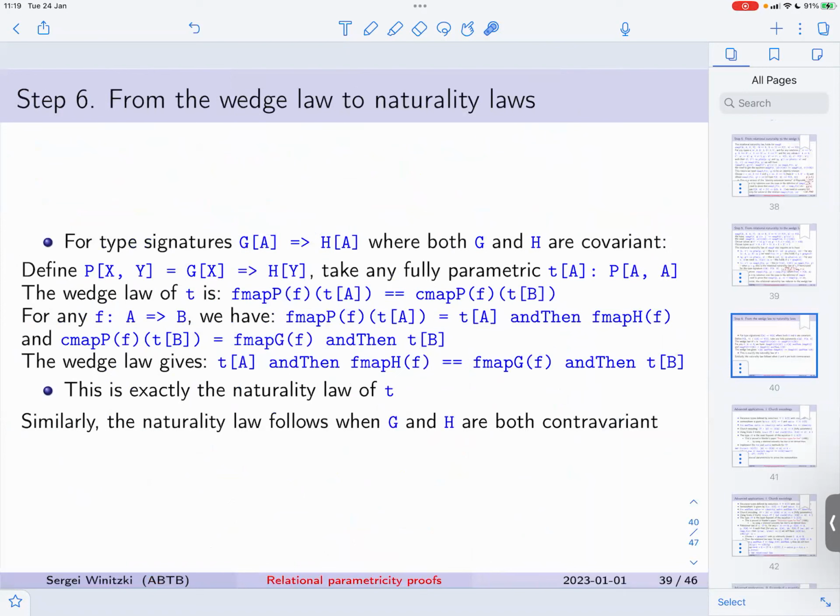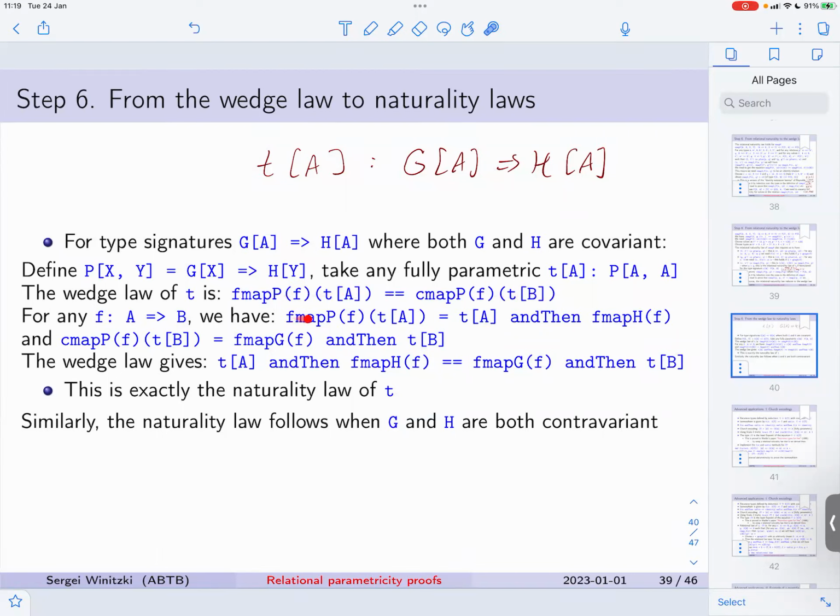Now, suppose that the type signature that we have of T is this. So suppose that we have T of A of type G of A going to H of A, where G and H are both covariant. Then we define, now we rename the contravariant position. This is going to be a contravariant position because G is covariant, it's behind the function arrow. So we rename this to X and rename that to Y. So we have this proof functor for which we use the wedge law. The wedge law will look like this.